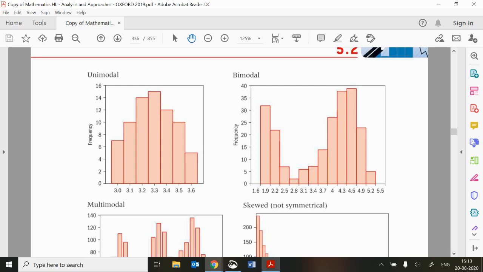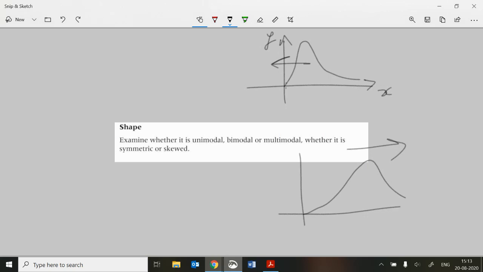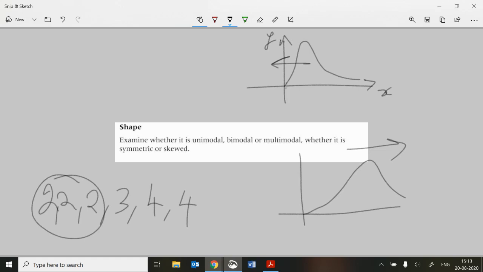Now, that's a little bit different to when we've got just our set of data, because, you know, if we have a set of data, I don't know, 2, 2, 2, 3, 4, 4, then we say, well, there's one mode. Mode is this, it's 2. And 4 isn't a mode because there's 3 of these and there's only 2 of these.